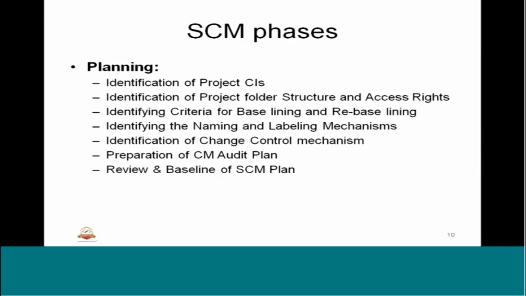Identifying the criteria for baselining and rebaselining, identifying the naming and labeling mechanisms, the conventions that are followed, and identification of the change control mechanism, how it's going to be changed, preparation of the CM audit plan. As I said, configuration items have to be audited for the status accounting and the plan against that. That preparation will be planned, frequency or duration of that, all this will be part of the planning. Then this is also important: review and baseline of the SCM plan itself will be part of the planning.